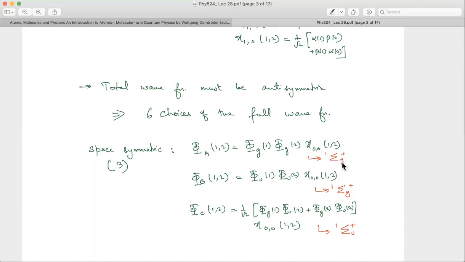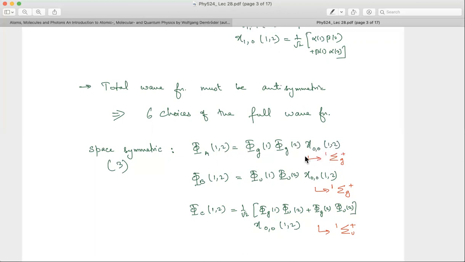So it's called gerade. Symmetric under inversion. I have a homonuclear molecule H2. H and H are identical. So I can use gerade, ungerade states, etc. So this is gerade, and this is also positive eigenvalue under reflection. Okay, and the spin multiplicity is 1 because the spin comes from the singlet part basically. So this is the spin multiplicity of 1.